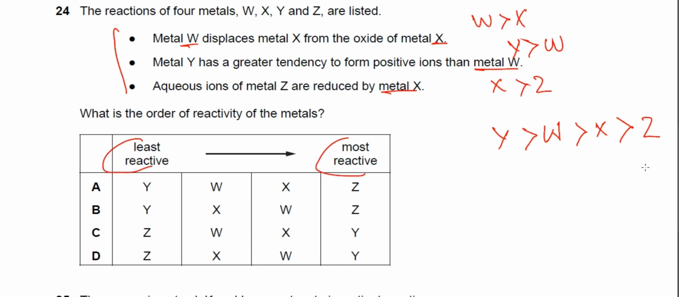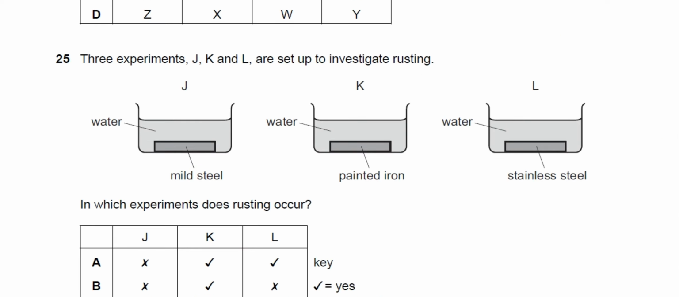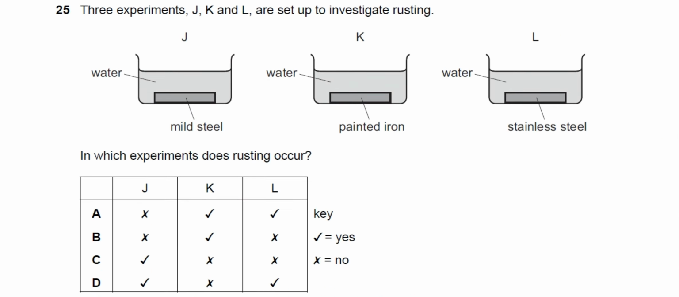So we have to reverse this. We have to reverse this order. So Z, X, W, and Y. So D should be the right answer. Understand? Now question 25. Here he says that 3 experiments J, K, L are set up to investigate rusting.